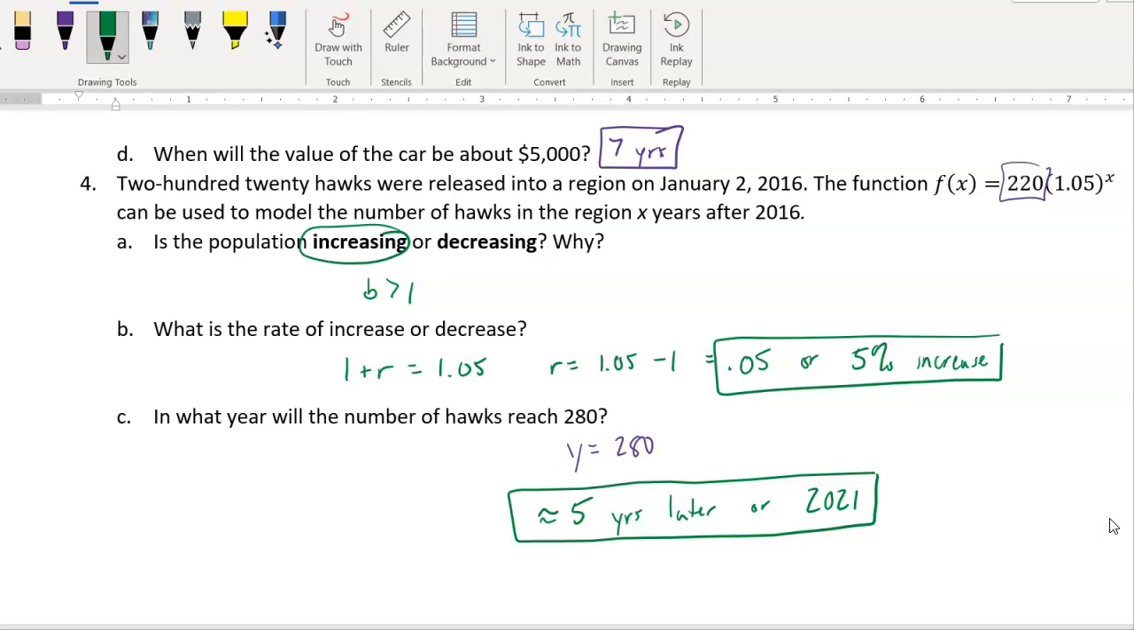And like I said, when you look at your graph, at first you need to change your window settings. So then that way the y-axis would go greater than 220. And the x-axis, for this one, you could have left it as going from negative 10 to 10 or from 0 to 10. It wouldn't matter. And then if you did a horizontal line at y equals 280 and find the intersection, you'd say it was approximately 5 years later. Technically, I think it was around 4.9, but you can round it up to about 5 years later. Or since we know that this was in 2016, 5 years later would be the year 2021.